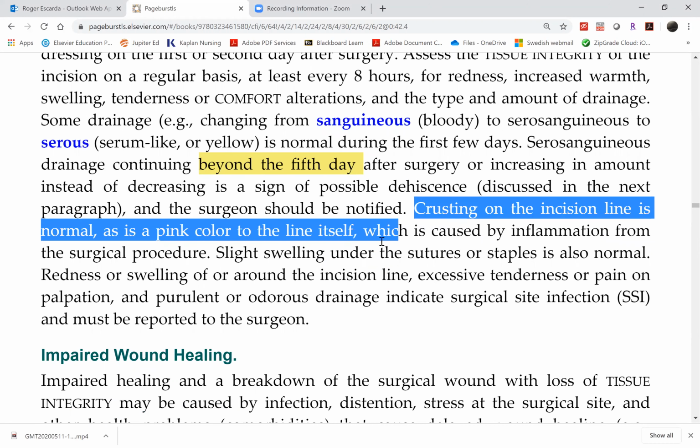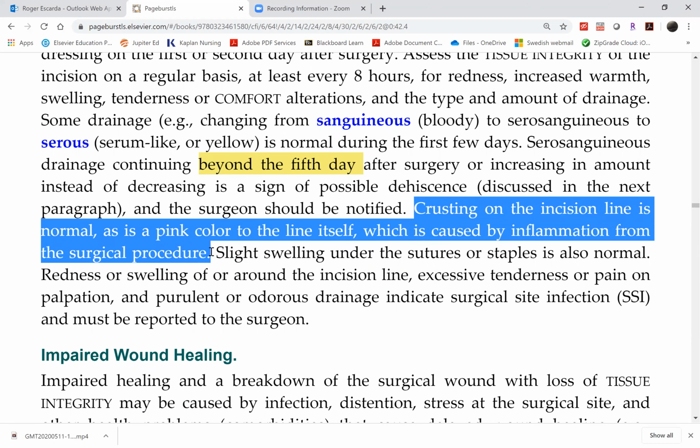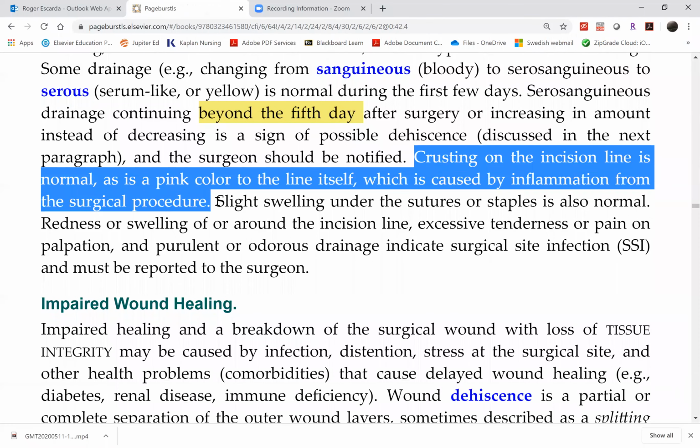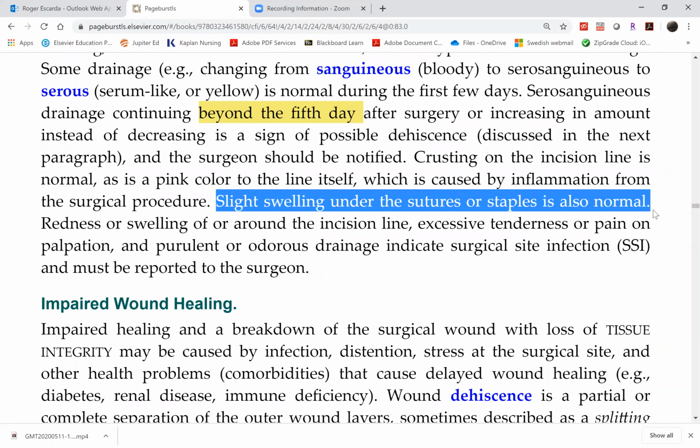However, they also mention what is expected and therefore no cause for concern. Here's one: crusting on the incision and a pink line along the incision or around the staples. That's fine because you have an incision, so it's supposed to look pink, but not red, and it's not supposed to be swollen or tender. If any swelling is present, it should be only around where the staples or sutures are, because you have a foreign object there, so of course it's going to cause some local inflammation. Once we remove the staples, that should disappear.